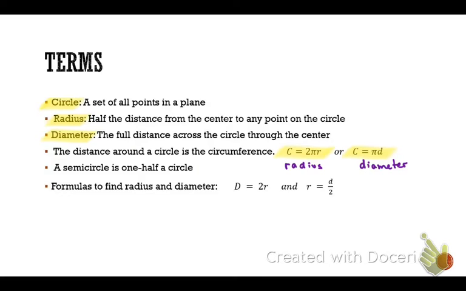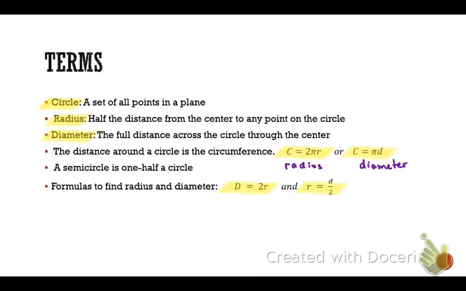A semicircle is half of a circle. So you guys are going to see semicircles today, and then find formulas to find the radius and the diameter. Here's your formulas for that. Like I just said, those formulas are going to be matching.